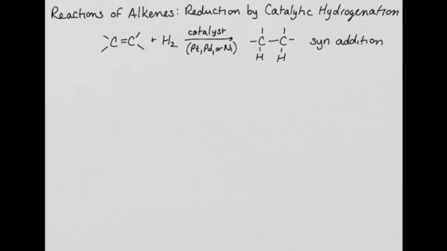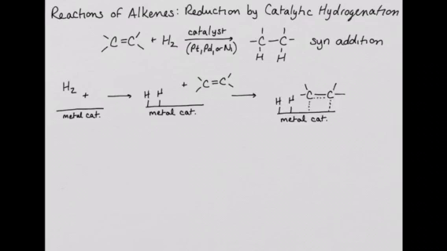This will be different from the traditional mechanisms that we looked at in the past because it involves a metal catalyst. In the first step, hydrogen is adsorbed onto the surface of the metal catalyst. In the next step, the pi bond of the alkene binds to the metal catalyst surface. In the next step, one of the hydrogens that is adsorbed to the metal catalyst surface is inserted into the pi bond of the alkene.